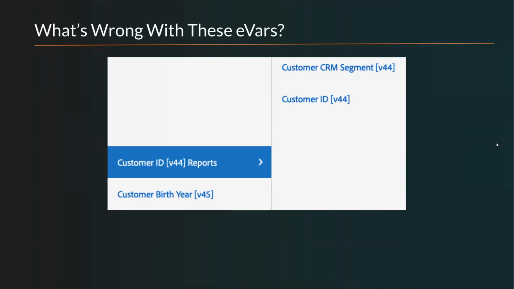They have a customer ID, eVar 44, and that has a classification of the CRM segment, which maybe they're taking from a data warehouse and saying these customers are in this segment and these customers are in this segment. So that's a SAINT classification. And then they also have another eVar 45 for the customer birth year. Now, this is not how I would do it.